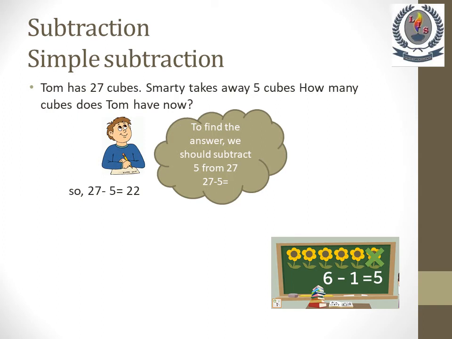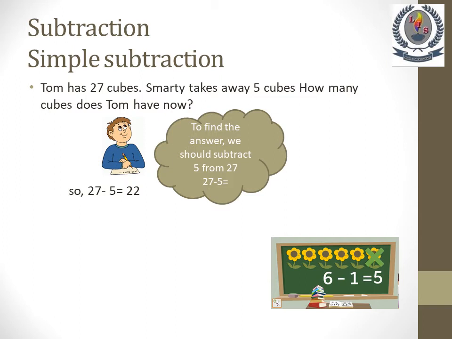Subtraction. Simple subtraction. Tom has 27 cubes. Smarty takes away 5 cubes. How many cubes does Tom have now?